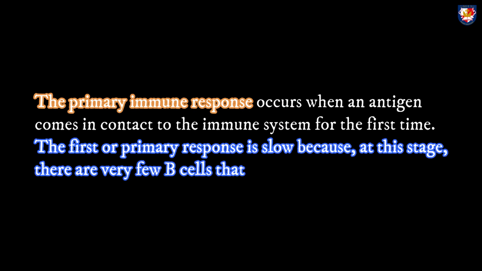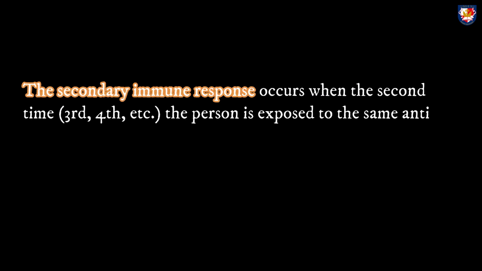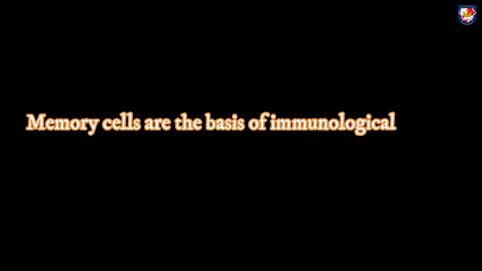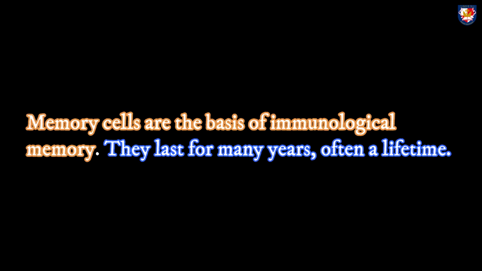The primary immune response occurs when an antigen comes in contact with the immune system for the first time. The first, or primary, response is slow because at this stage there are very few B cells that are specific to the antigens. The secondary immune response occurs the second time, including the third, fourth, and so on, that the person is exposed to the same antigens. The secondary response is faster because there are now many memory cells, which quickly divide and differentiate into plasma cells. Memory cells are the basis of immunological memory. They last for many years, often a lifetime.